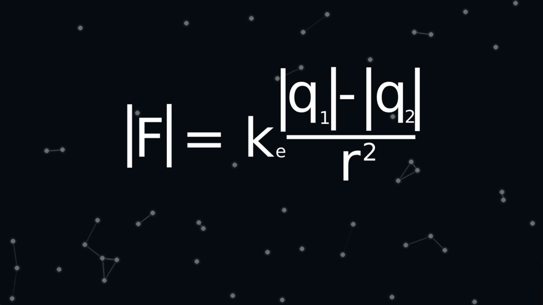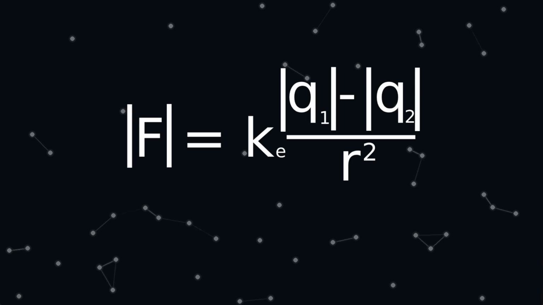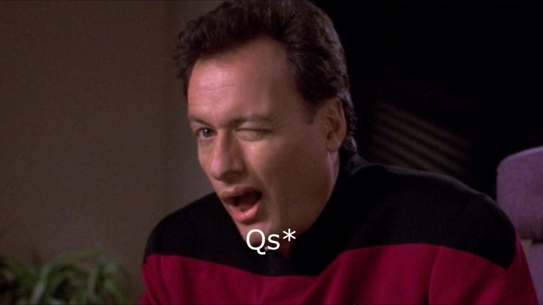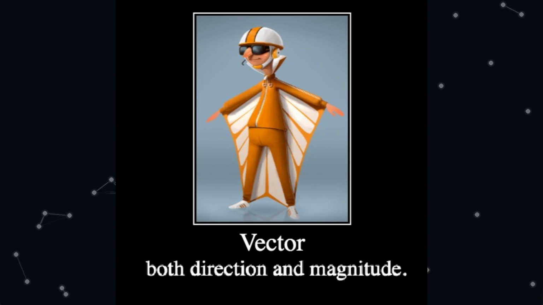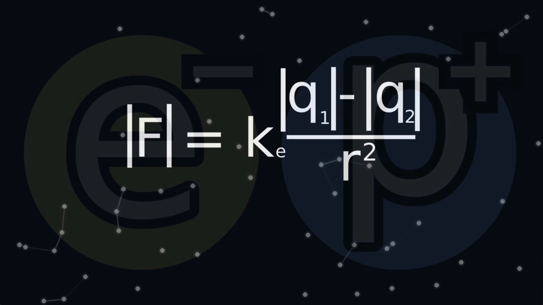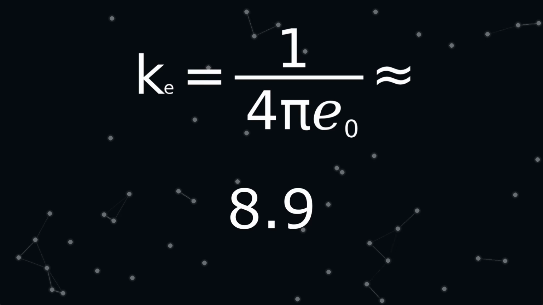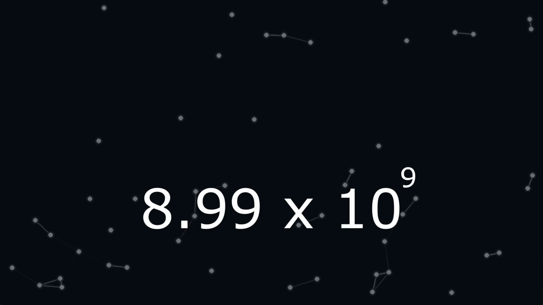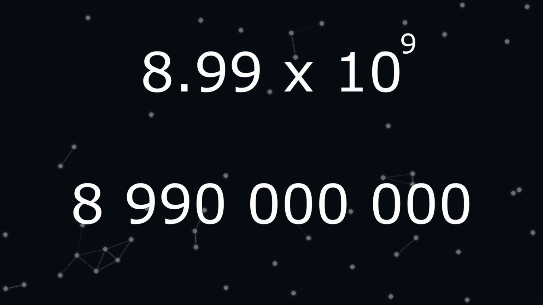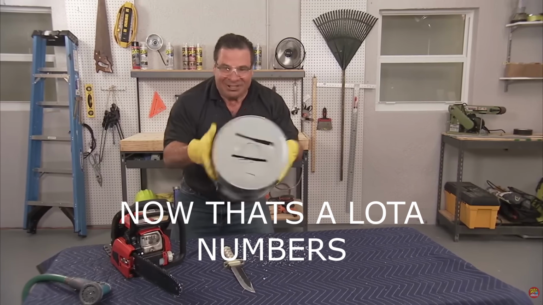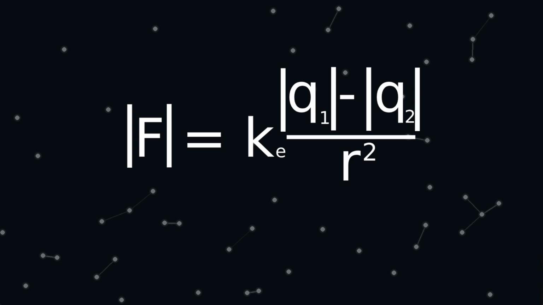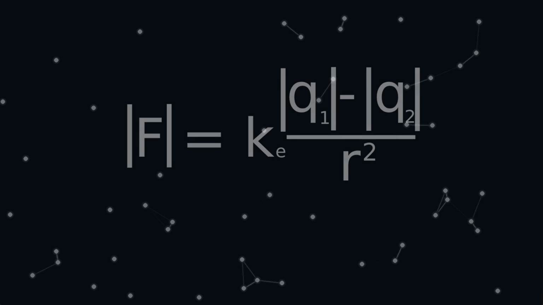Now this is the simplest of the formulas I will be using. But how do we calculate the Q in this formula? Well, Q is just the magnitude of the two charges, calculated using the electrons and protons. And K is approximately 8.99 times 10 to the power of 9, which is 8,990,000,000. Now that's a lot of damage! This formula gives us the electrostatic force of attraction or repulsion between the atoms.